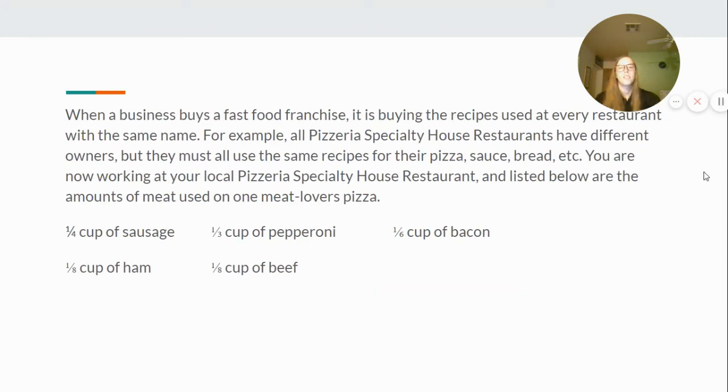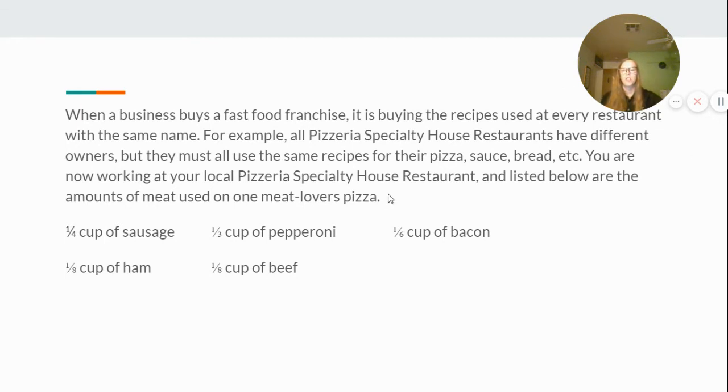All right, here we have a business that bought a fast food franchise. It's buying the recipes used at every restaurant with the same name. For example, all pizzeria specialty house restaurants have different owners, but they have to use all the same recipes for their pizza, sauce, bread, etc. So imagine you're working at your local pizzeria specialty house restaurant. Listed below are the amounts of meat used on 1 meat lover's pizza. 1/4 cup of sausage, 1/3 cup of pepperoni, 1/6 cup of bacon, 1/8 cup of ham, 1/8 cup of beef.